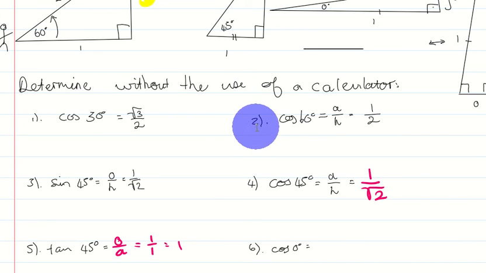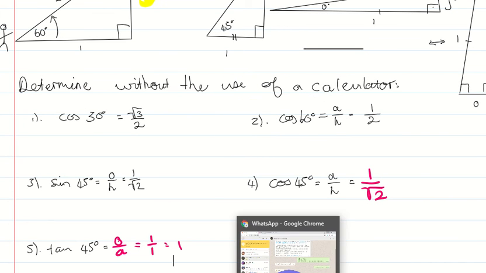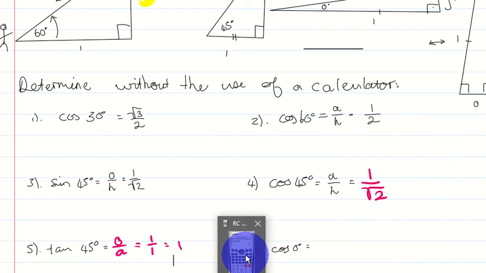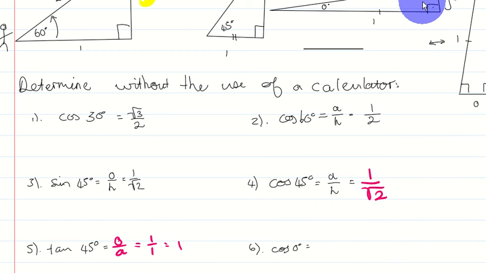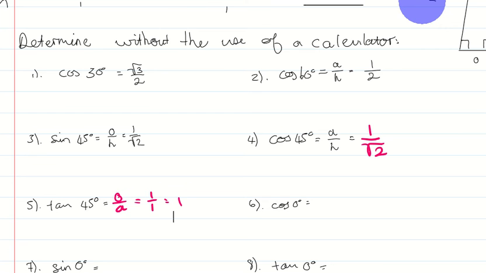Let's check our calculator. If you don't believe me, let's check on our calculator. We type in tan 45, close the bracket like that, and then we get 1. Wow, amazing. You're smarter than a calculator.